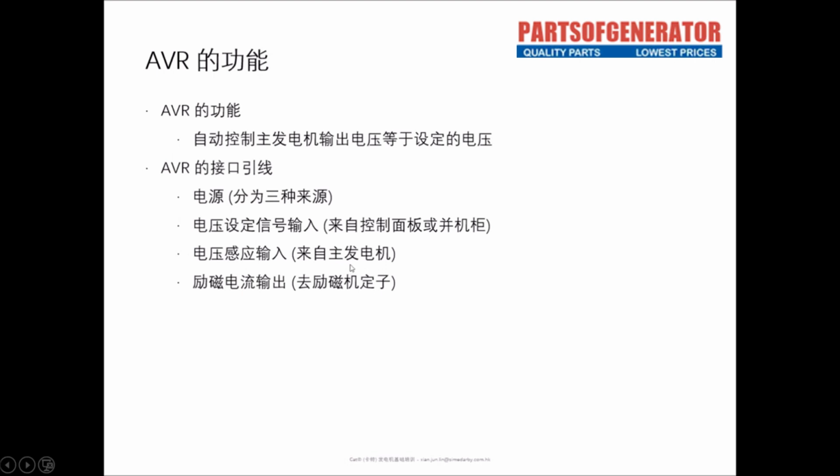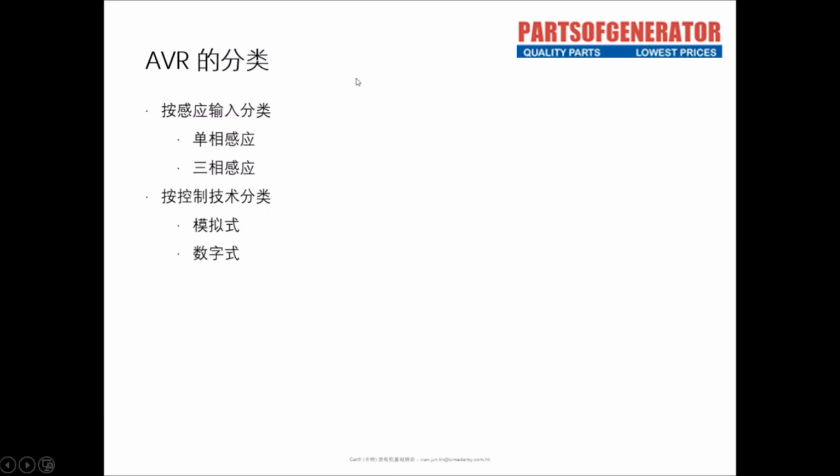The first one is the power supply. Because the AVR works, it requires a power supply. As we have just said, the power source of the AVR has 3 ways, which are divided into 3 excitation modes. Then, there is the input of the voltage setting signal, which comes from the control panel or the parallel cabinet.